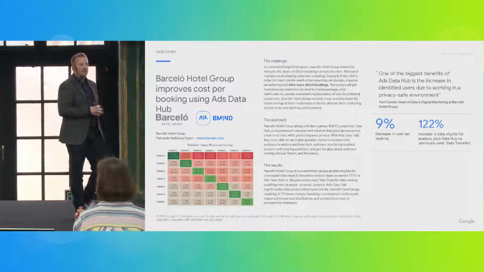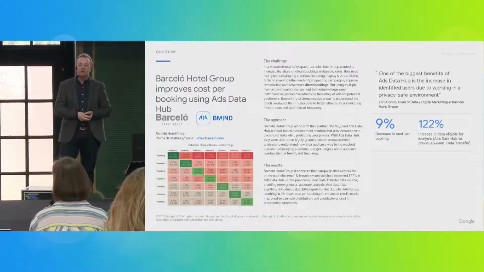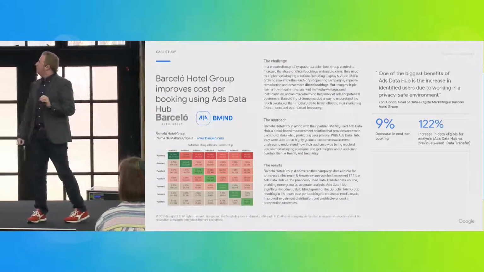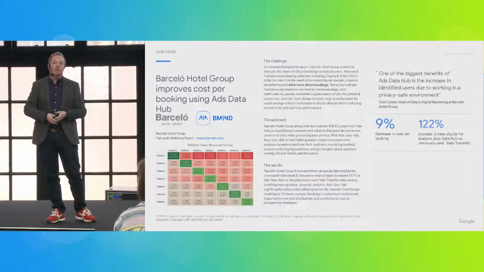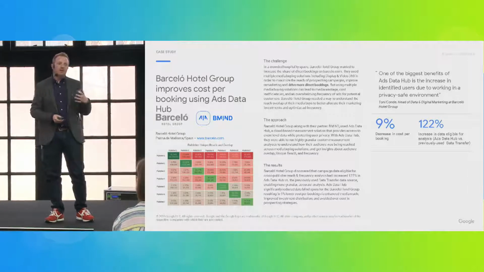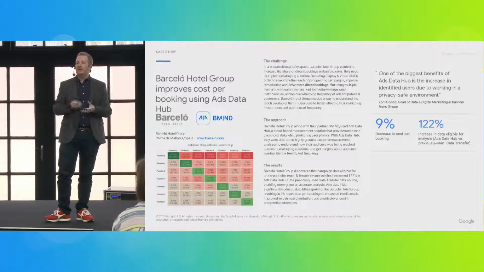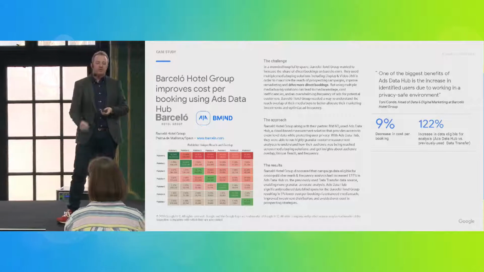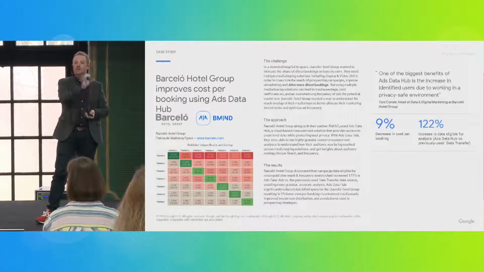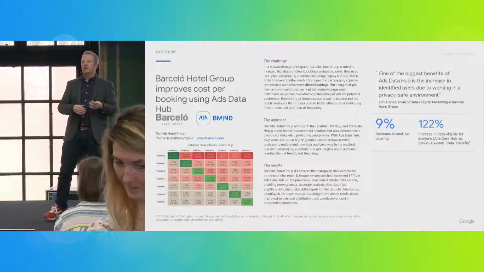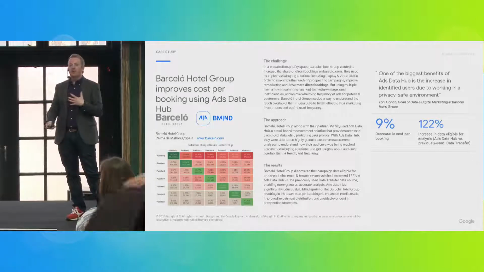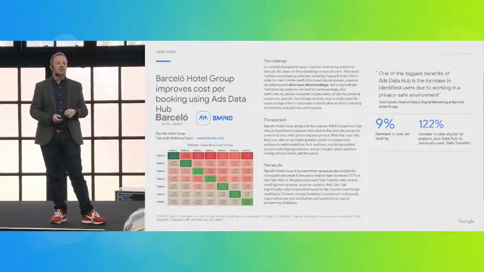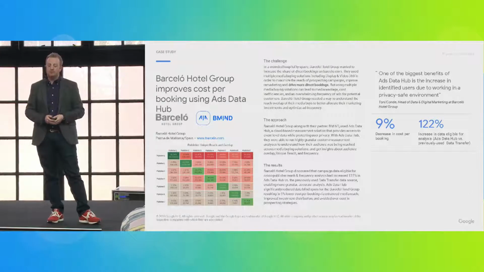One of the case studies that we recently launched was with a hotel group in Spain, the Barcelo Hotel Group. They were running their media through a number of different publishers. They wanted to understand what was the true lift of every single publisher. How much was a publisher adding value to their media plans? So they ran a report inside Ads Data Hub that looked at the unique reach per publisher and what the overlap reach was. So which publishers are actually reaching new users and which publishers are actually just reaching the same people.